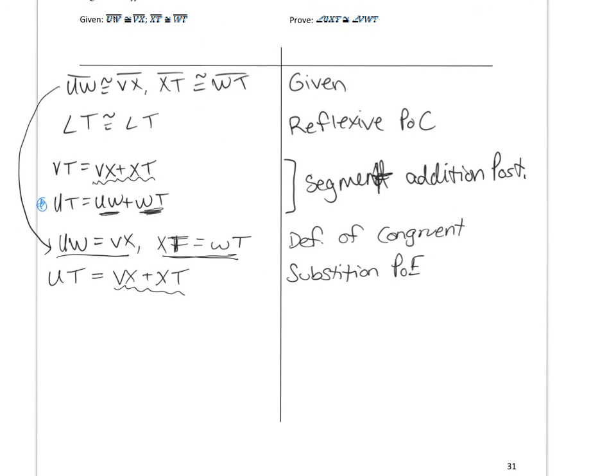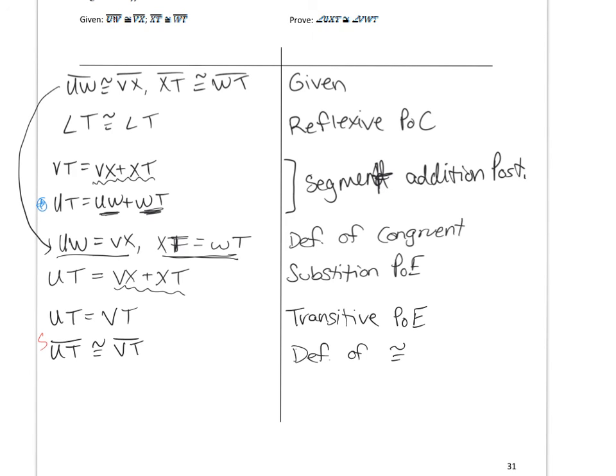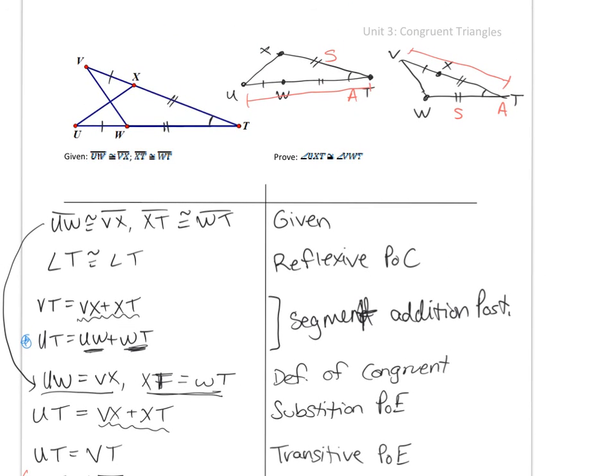I can now say that UT equals VT by the transitive property of equality, which is excellent. And if two things are equal, they are also congruent. UT is congruent to VT by definition of congruent. Well, guys, that gets me my third side right there. Yeah? That's my third side. So at this point, I can now prove my two triangles to be congruent, right? Because this now is my third side here. I'm going to prove them by SAS.